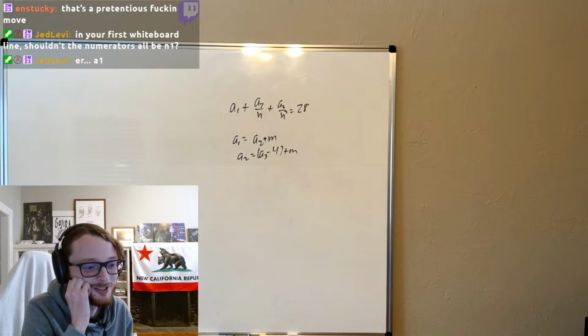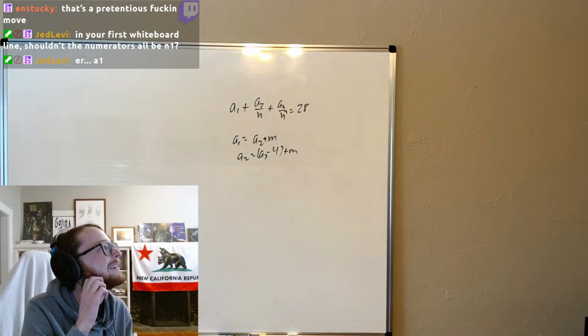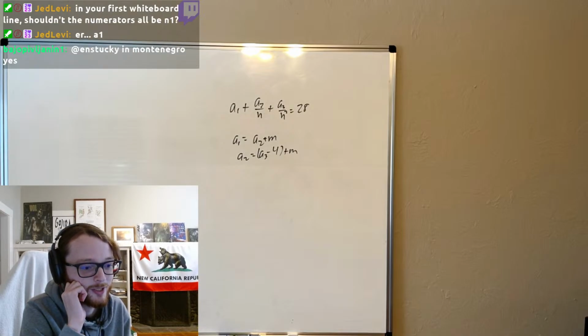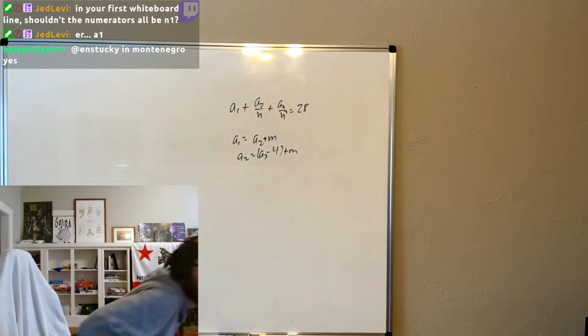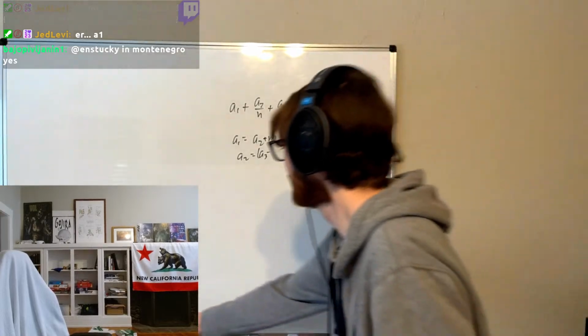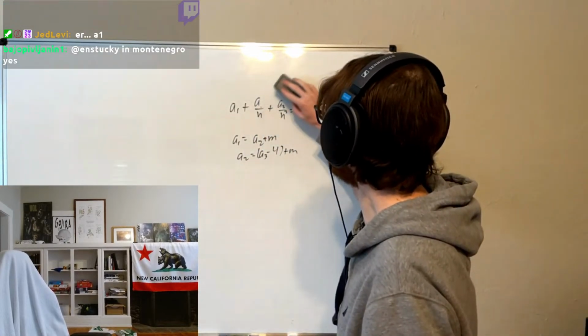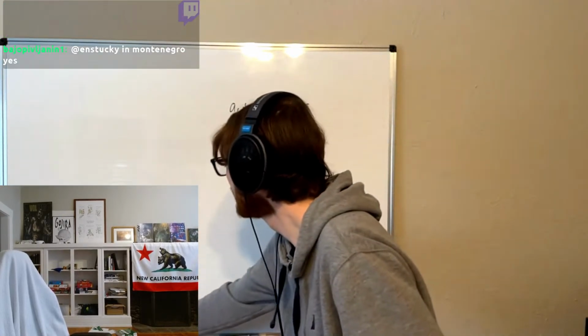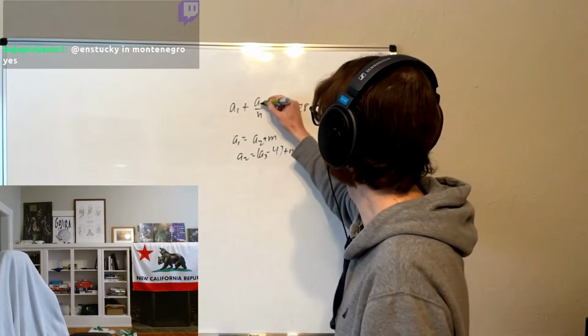Q for the common ratio. Oh yeah, you're right, Jed. It should be A1. You're right. That's the way that I wrote it.